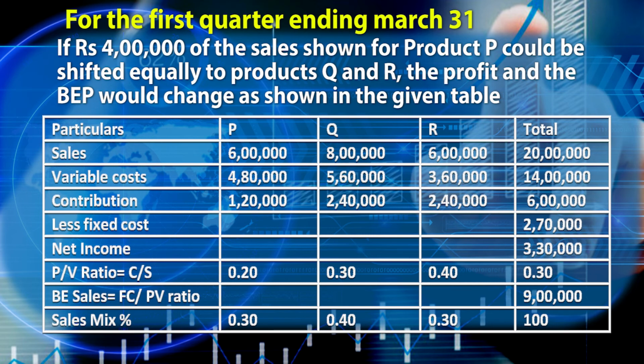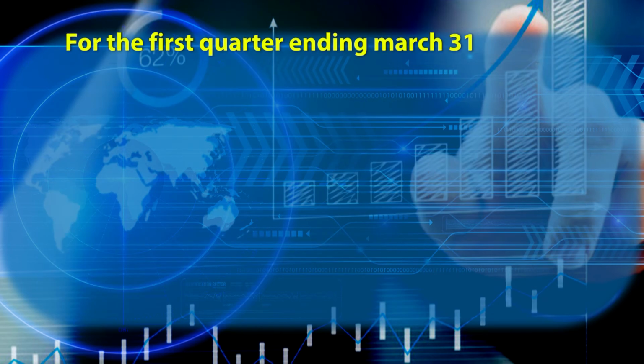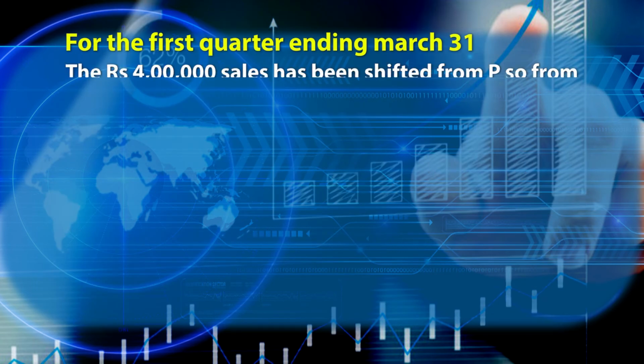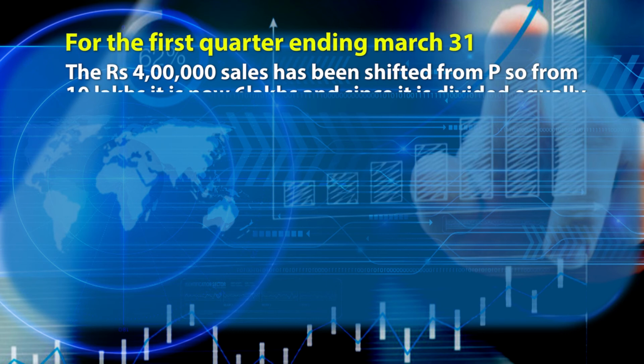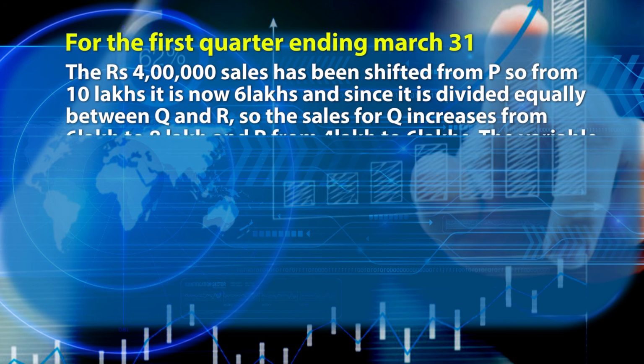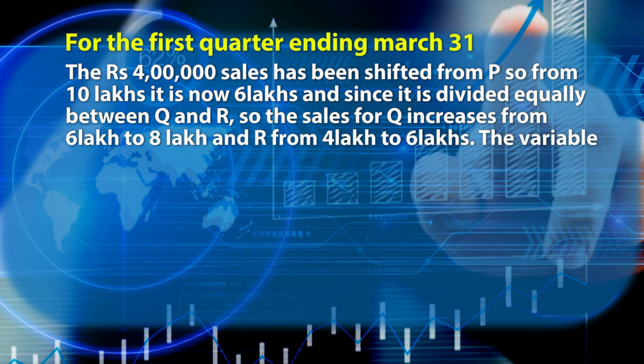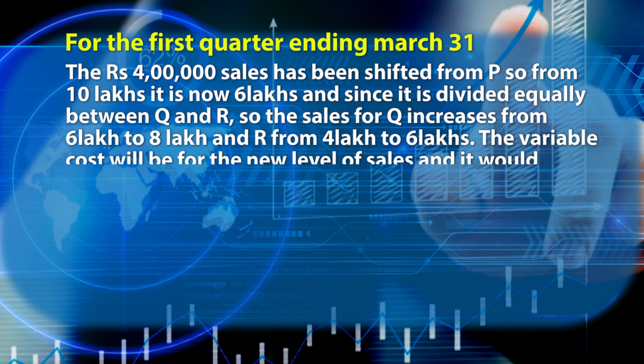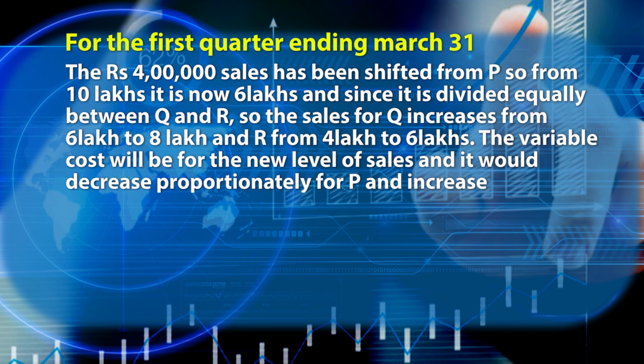What we understood from this information? The rupees 4 lakh sales has been shifted from P, so from 10 lakhs it is now 6 lakhs, and since it is divided equally between Q and R, the sales for Q increases from 6 lakh to 8 lakhs and R from 4 lakhs to 6 lakhs. The variable cost will be for the new level of sales and it would decrease proportionately for P and increase proportionately for Q and R.